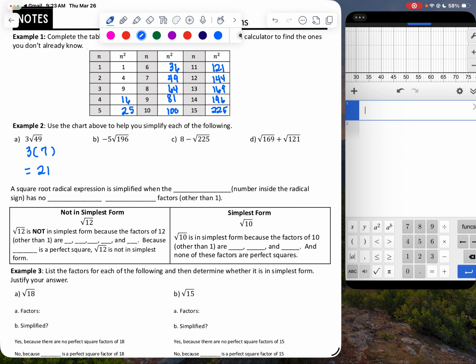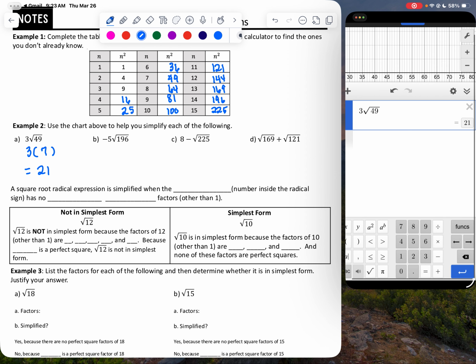Now, you can also check yourself on your calculator. I've got a Desmos calculator open, but you can use any calculator here. 3 square root 49, hit enter, and you can see our answer is 21.